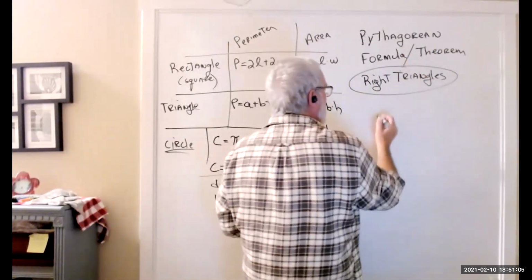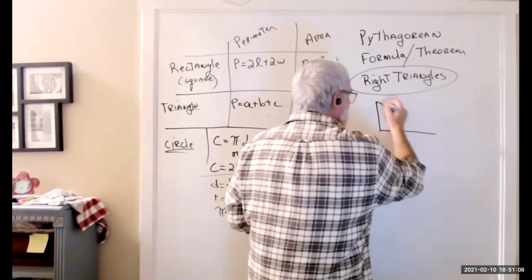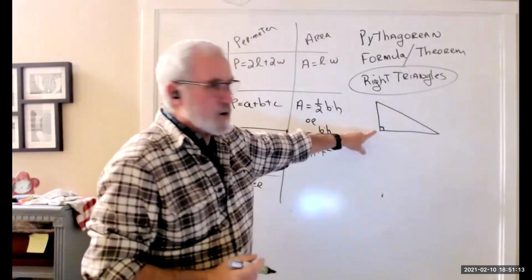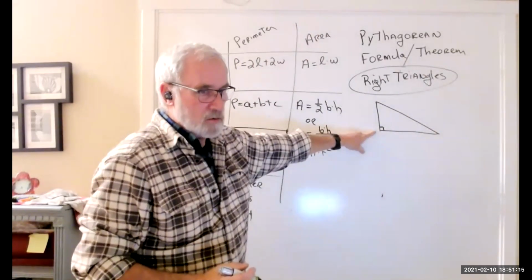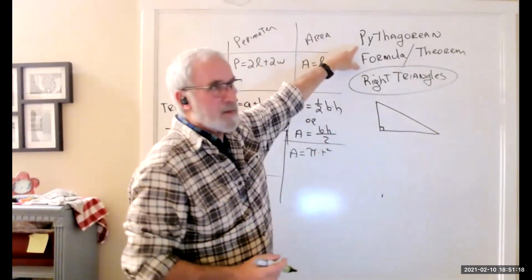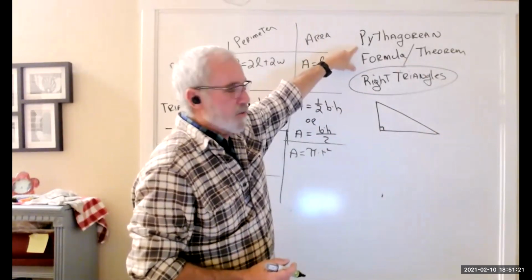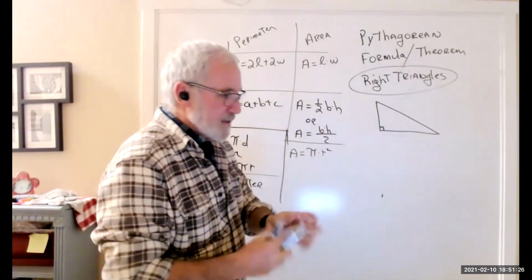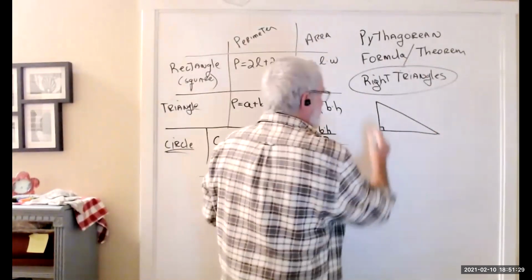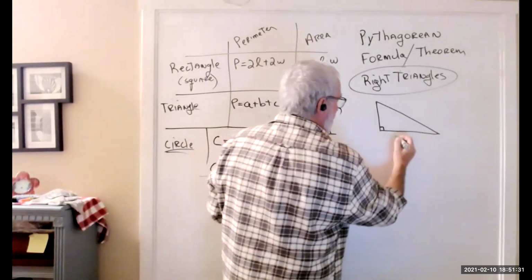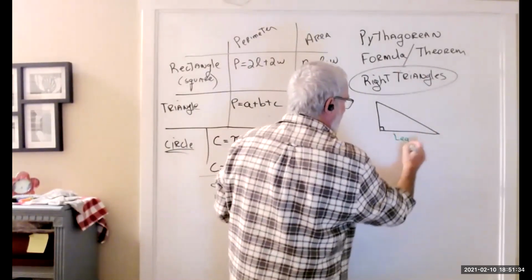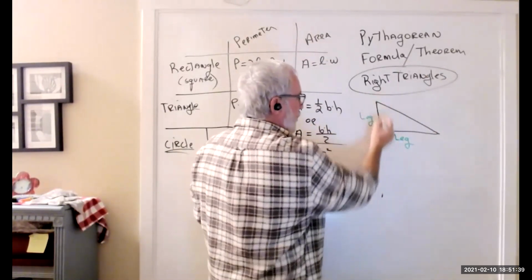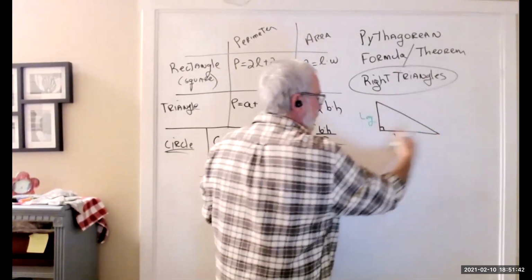Well, what do we mean by right? Okay, a right triangle has a right angle there, a 90-degree angle. So whenever we talk about Pythagorean formula or theorem, we're talking about this kind of triangle. Now, to get technical, the two sides that make up the right angle are called the legs. This is a leg. This is a leg. The two legs make the right angle.